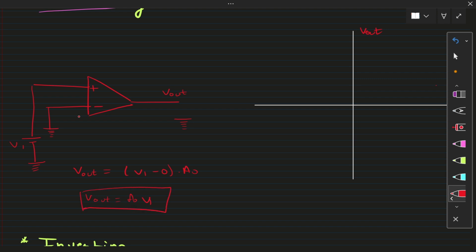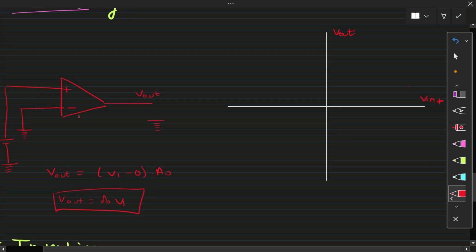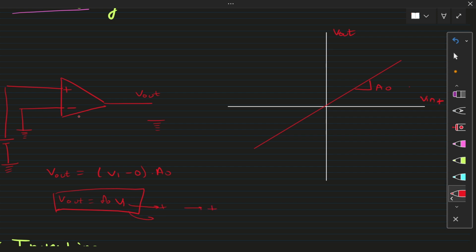If you see the graph of V output with respect to V1, it is a straight line. The V output is directly proportional to the V input, and the slope of the graph is A naught. You can see here that if V1 is positive, then the V output is also positive, and if V1 is negative, then the V output is also negative. That is why we call it non-inverting. It does not invert the sign of the voltage.